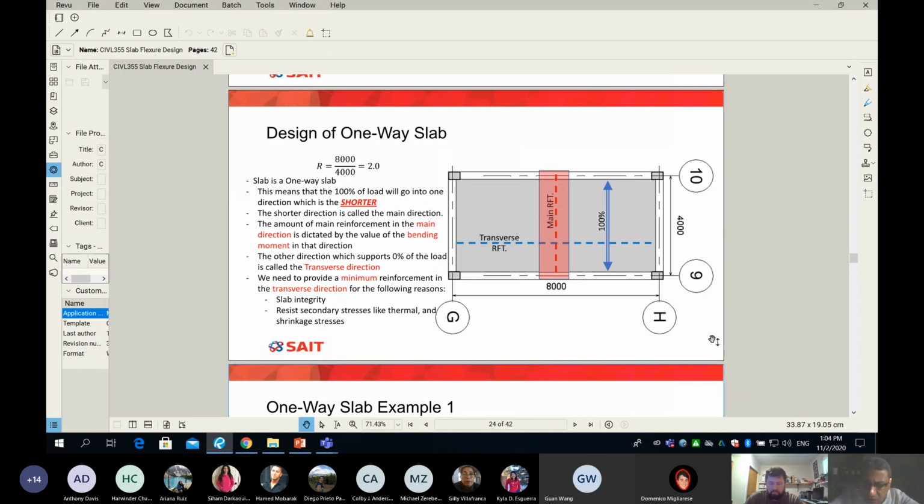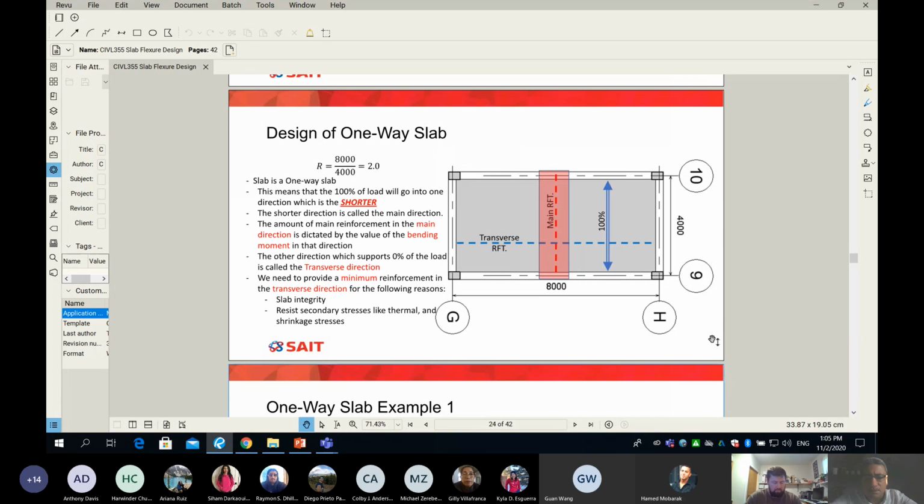Now, again, as we said in our class here, we're only teaching you one type of slab design, called one-way slab design, not even two ways, only one-way slab design. Now, here is our first example. On my screen here, you see my first example, a very simple plan view, very simple. It's 4 by 8. We have beams all around.